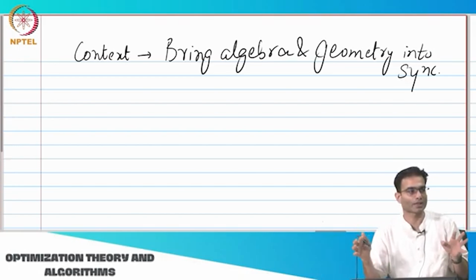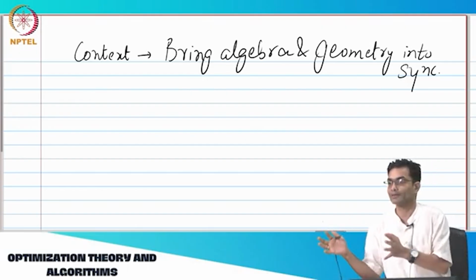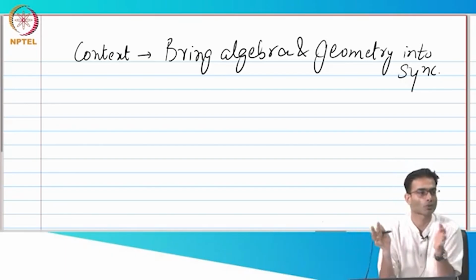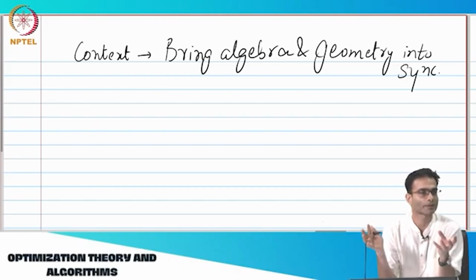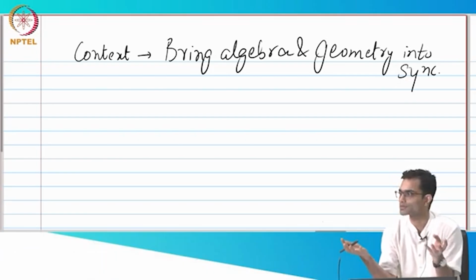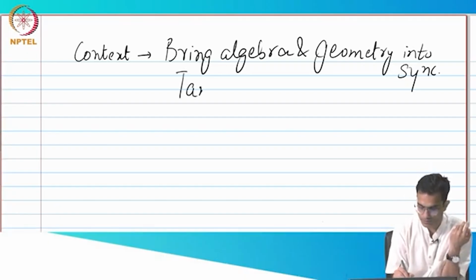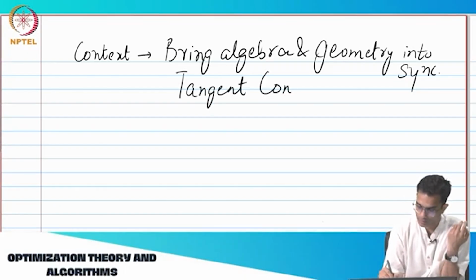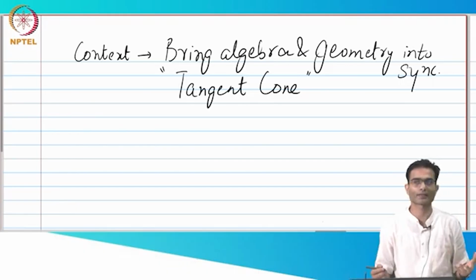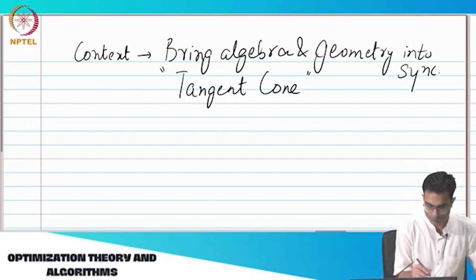In order to do this, I have to define a few new objects which will help us get to the final geometric object we want to use. That final geometric object is called a tangent cone. That's the geometric object I'm going to compare with the algebraic object, which was the linearized feasible directions. Let's mention this so you know where we are going. Of course, it's not possible to jump into defining a tangent cone in one step, so we have to make a few intermediate steps. Let's have a look at those.